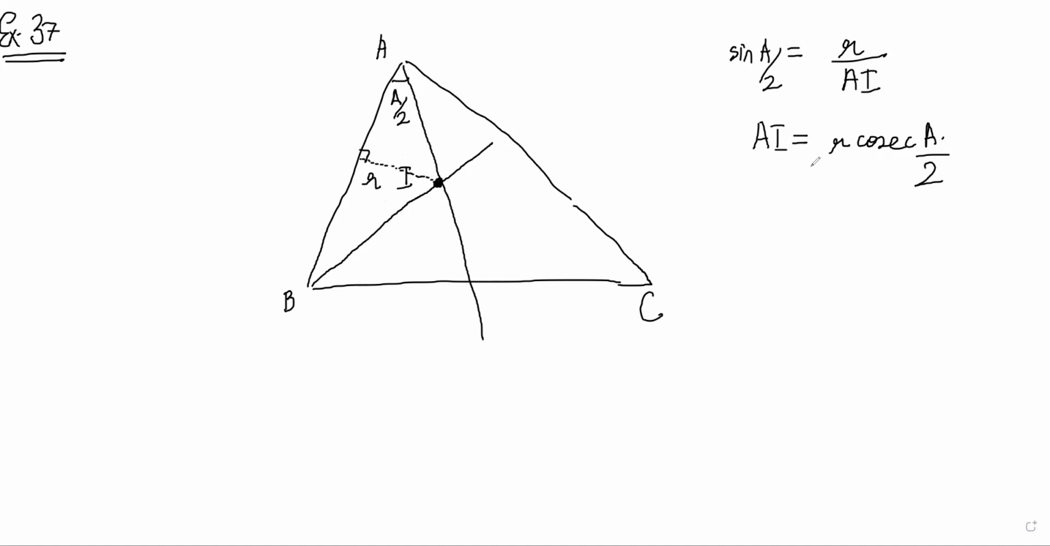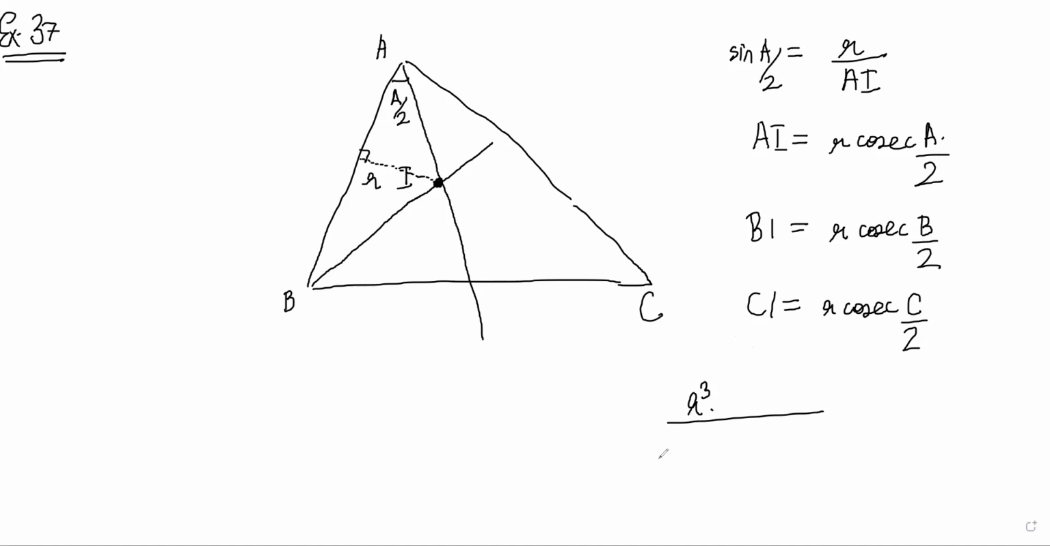So obviously if AI is like this, BI will be r cosec B by 2, and CI will be r cosec C by 2. So second one is just multiplying AI, BI, CI, right? Which is coming as r cube cosec, cosec, cosec. So that is r cube by sine, sine, sine, right? Yes, sir.